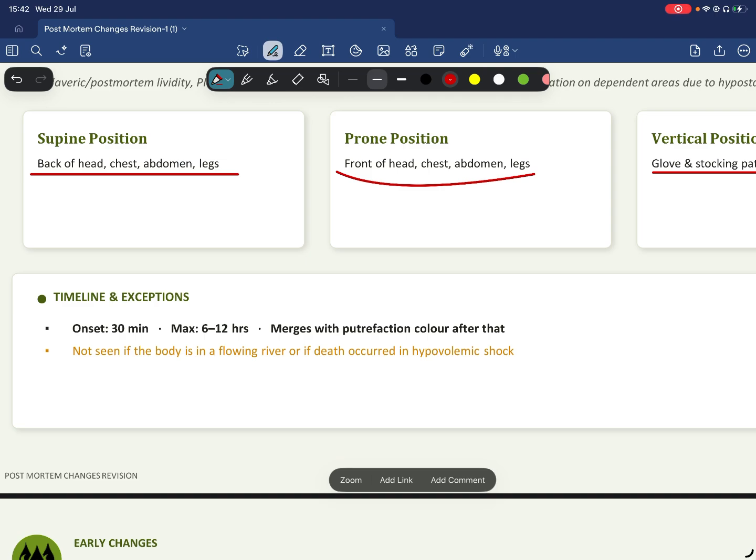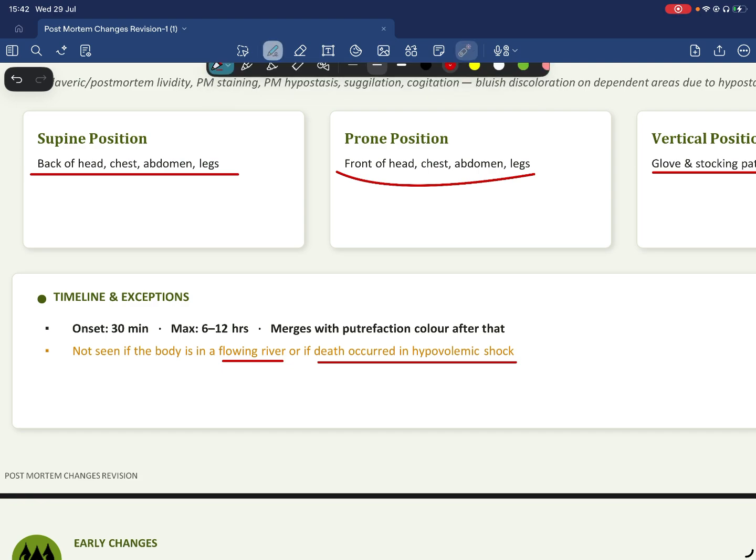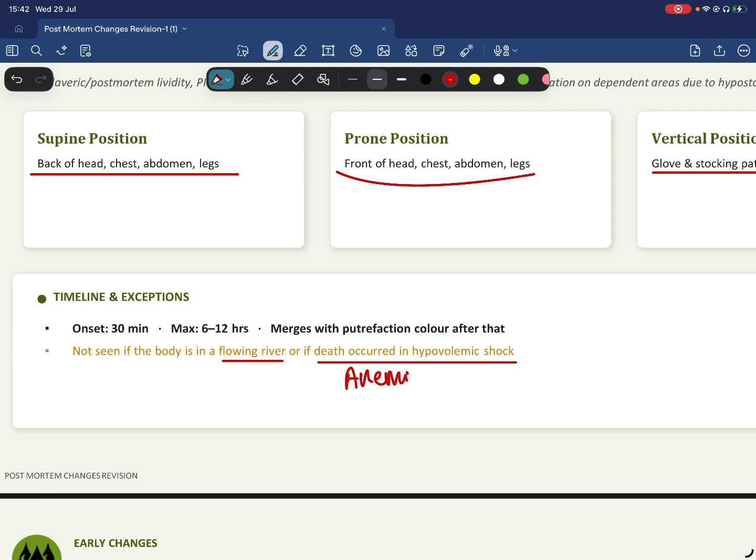It is not seen when the body is repeatedly moved, when the position is moved several times, for example, in a body floating in a river. It is also not seen if the death has occurred due to hypovolemic shock, which could be caused due to hemorrhage, or in a person who has either anemia or dark skin color.